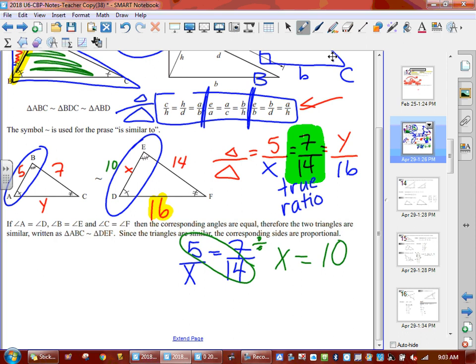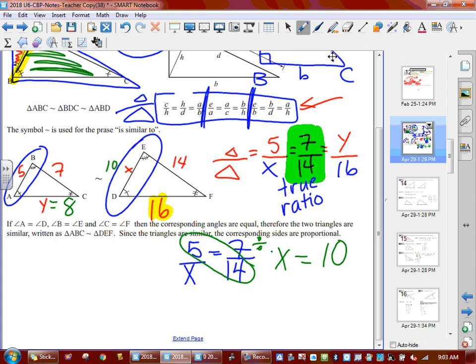Good. Now, because these are exact ratios like that, where it's just times it by 2, that's a pretty easy one. But now that we have the big number, how do we work backwards? We would divide by 2. Good. So y should equal 8. Okay? So that's how we find out the unknown sides. And again, it's cross, multiply, and divide. But you always need a true ratio.